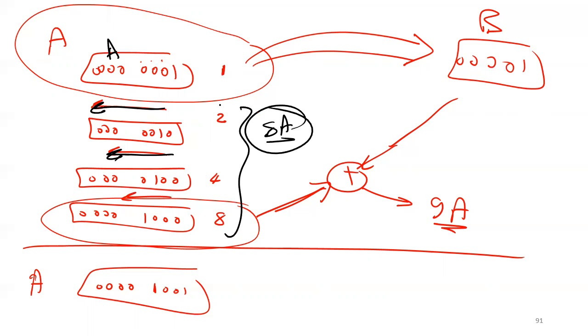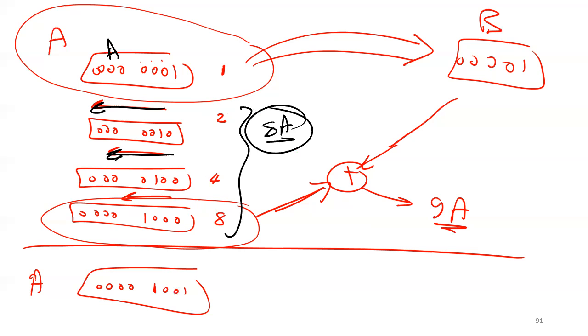So how can you get 9A? That's very easy, right? All you have to do is save the original value somewhere. This is the original value. Then you shift it 3 times. After you shift it 3 times, you're going to get 8A. And then you can add the original to get 9A. Is that clear?